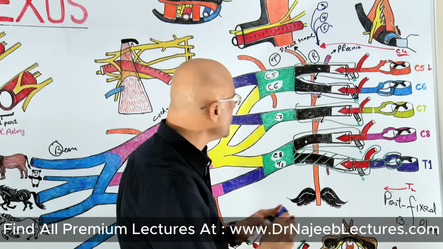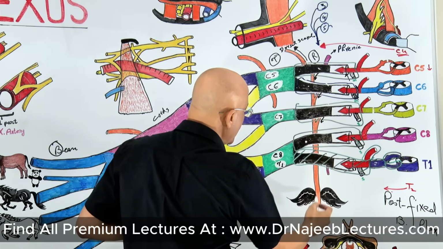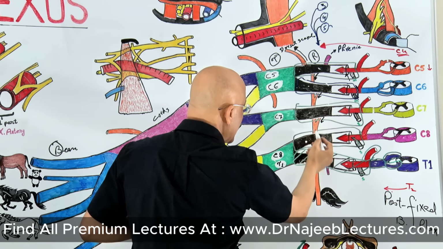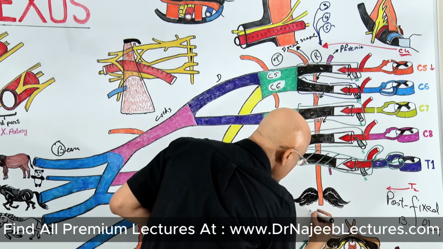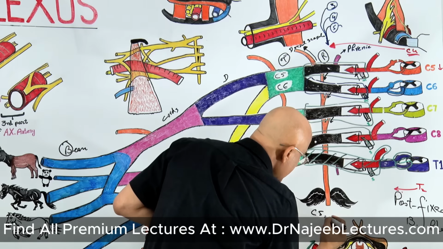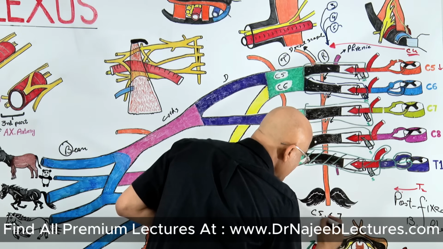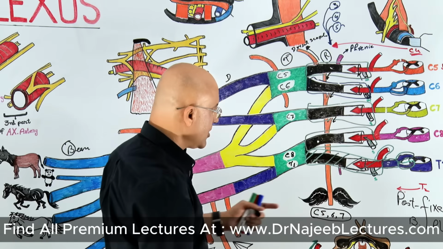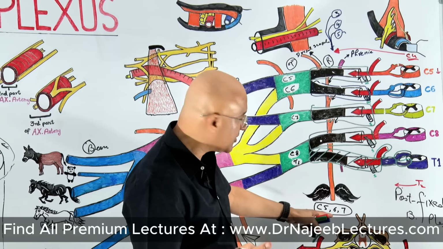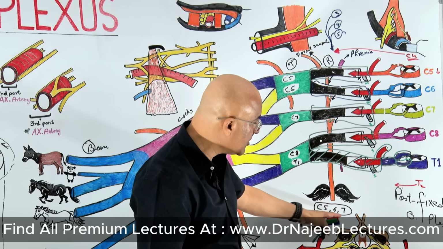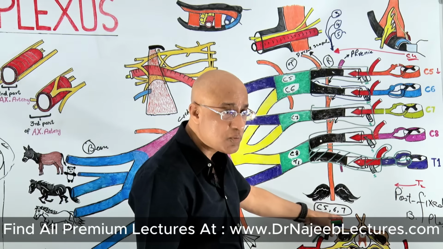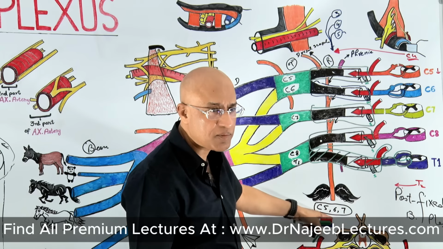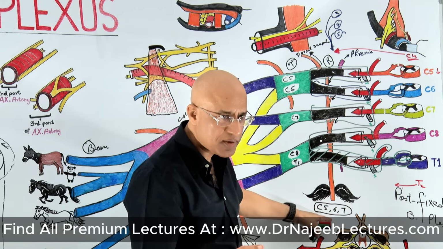So root value, now look at it. The root value of the long thoracic nerve is taken from C5, 6 and 7. So it's not difficult to understand if you understand the basic structure, right? Root value of long thoracic nerve is C5, C6 and C7. Why is it so important to understand? Because if these roots are damaged, then the long thoracic nerve is also damaged, including many other damages, right?